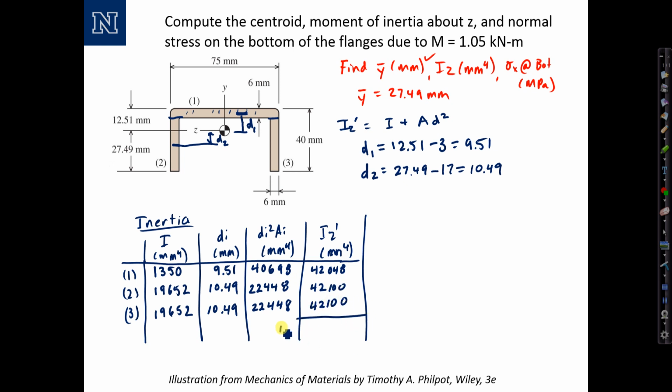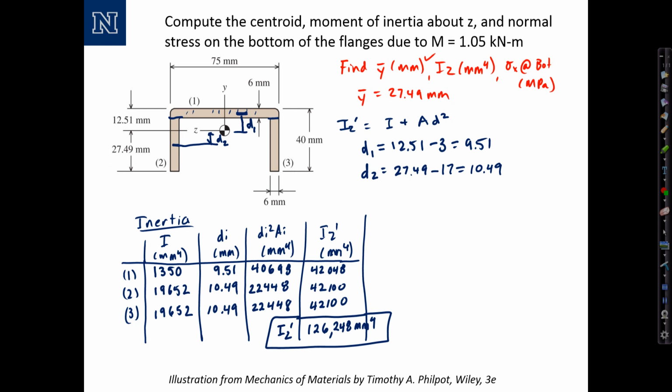And the overall moment of inertia is a sum of the numbers in the last column. So 126,248 millimeters to the fourth. So that's our answer for moment of inertia.